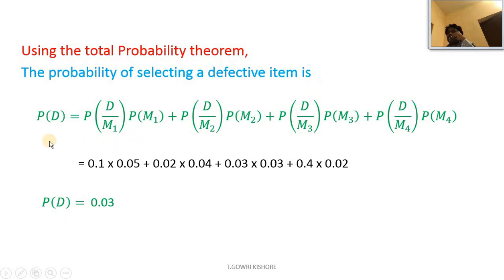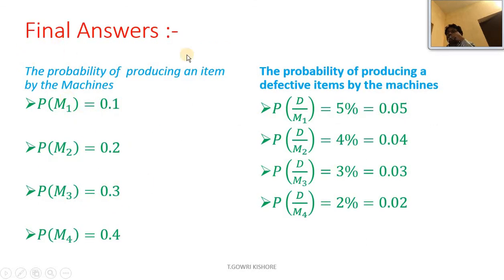a formula of the total probability, therefore P of D equal to P of D by M1 into P of M1 plus P of D by M2 into P of M2 plus P of D by M3 into P of M3 plus P of D by M4 into P of M4. So that is equal to 0.1 into 0.05 plus 0.2 into 0.04 plus 0.3 into 0.03 plus 0.4 into 0.02. So at last you are getting the probability of getting a defective item from the 4 machines, that is equal to 0.03.